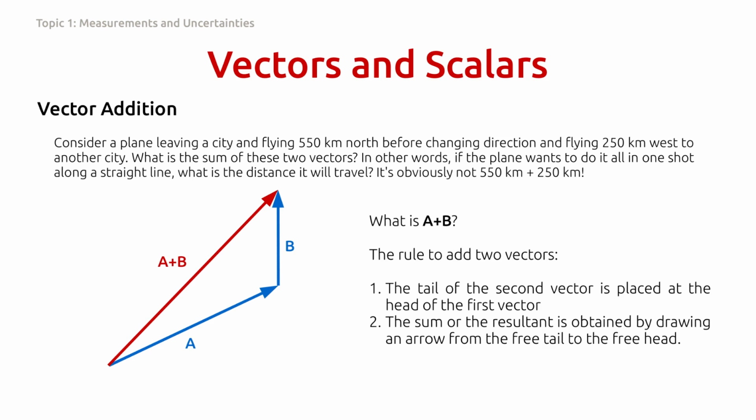The second step, the sum or the resultant, is obtained by drawing an arrow from the free tail to the free head. This vector in red is the result of adding vector A and vector B. It should be noted that the length is not equal to the sum of the lengths of vectors A and B. The direction is determined by rule number 2.